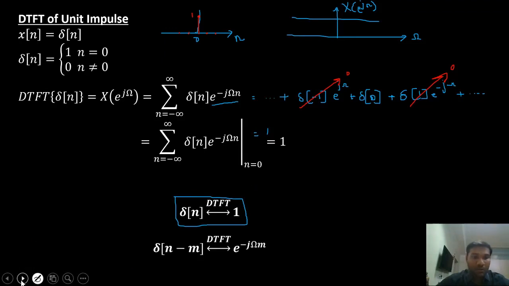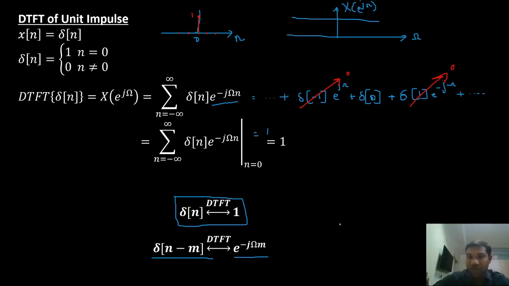Now, let's go on to the shifted unit impulse. What happens if I shift my unit impulse? If my unit impulse is at 0, the DTFT is 1. What happens if my unit impulse is shifted by m units? This is nothing but the time shifting property. When there is a shift in time, I should have a shift in phase for my DTFT. So del of n minus m will have the DTFT e power minus j omega m.